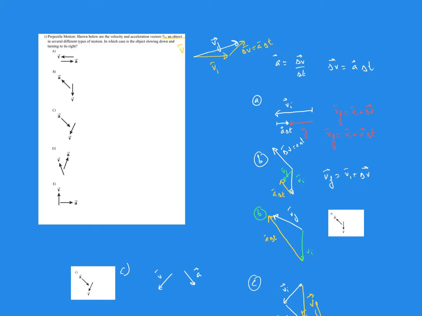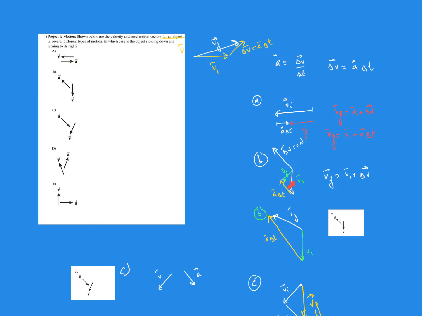So in the first picture, we have v sub I in this direction. We have a by delta t in this direction. So v final will be this one. So this v is changing; in which case the other is slowing. This v is slowing down, but it's not turning to the right. So option A is not the one. Let's go to B, to this picture.